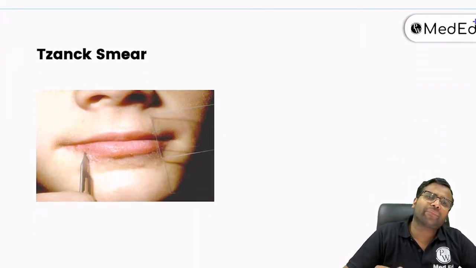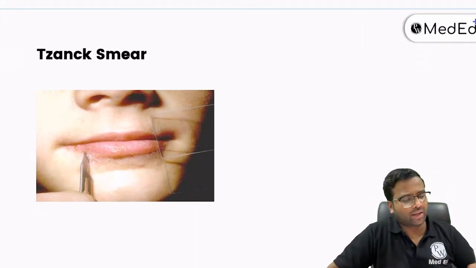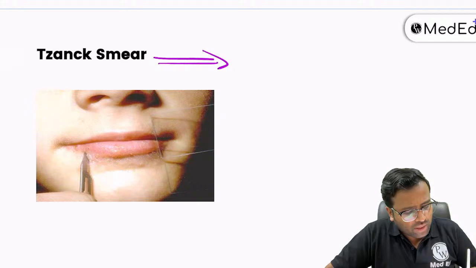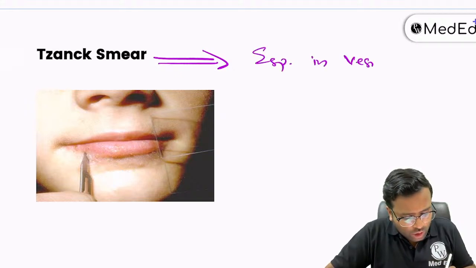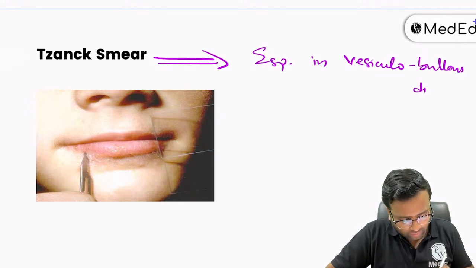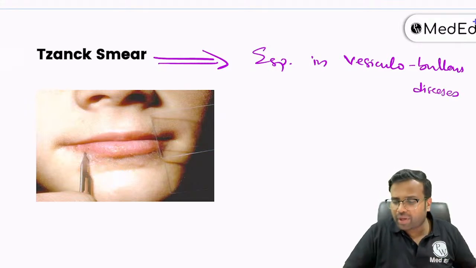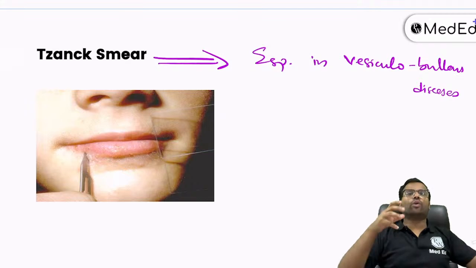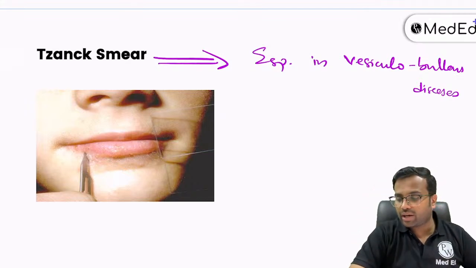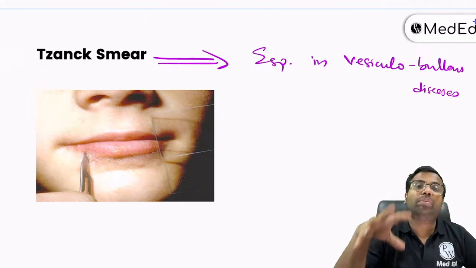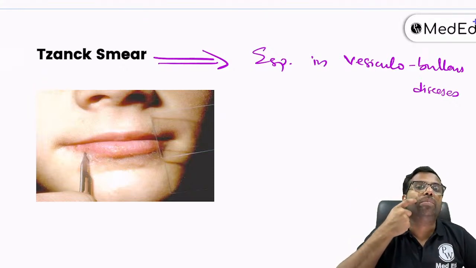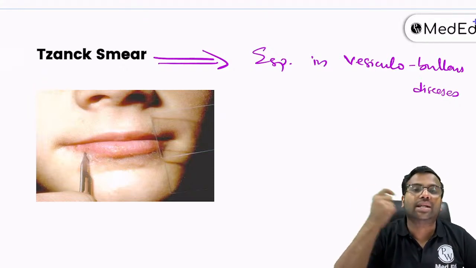Now the next one is one more investigation, the Tzanck smear. Now, when do we do a Tzanck smear? We do it especially in vesiculobullous diseases. So when a patient is complaining, we have seen a lot of cases where there are multiple vesicles, isn't it? Today, for example, in today's session, you saw an image of multiple vesicles around the lips.